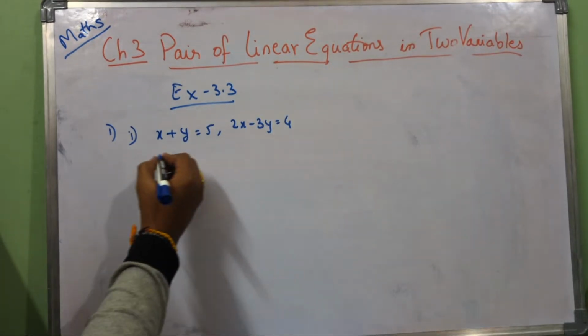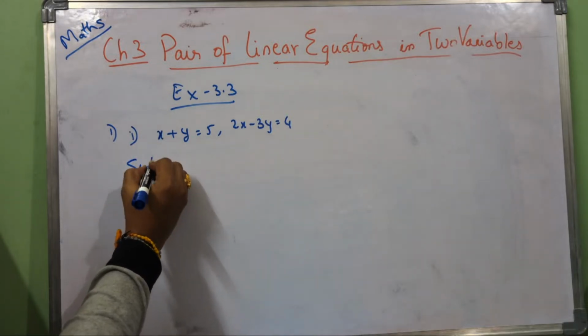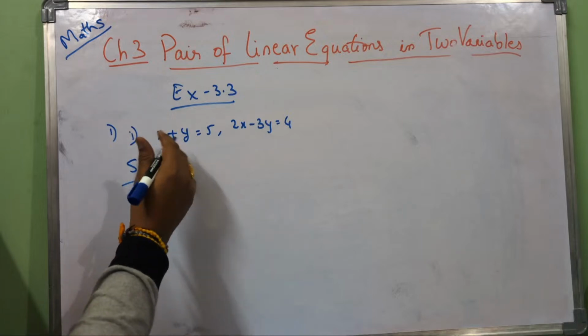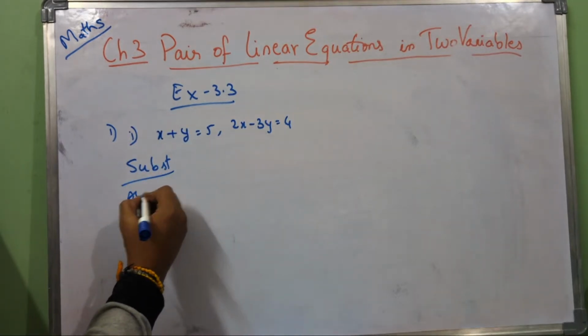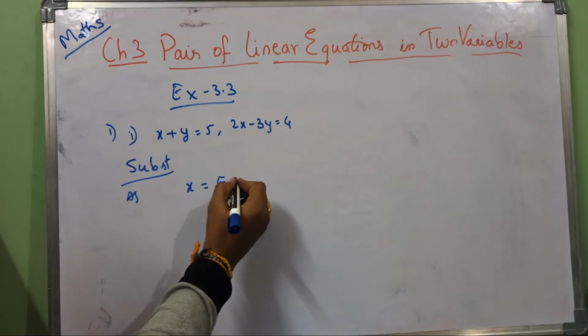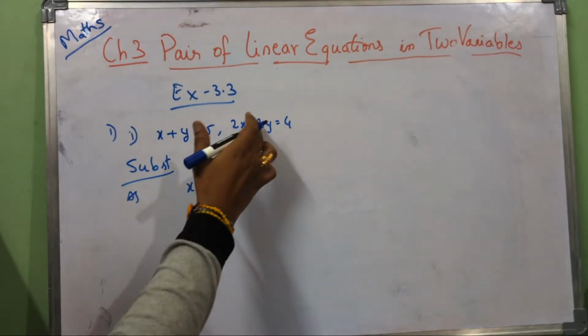Let's solve first. We'll complete the substitution method itself because we've already done it. Substitution is easier, so just substitute x in terms of y in the first equation. I'm going a little fast because these are already covered. So 5 minus y, substitute this value in the second.